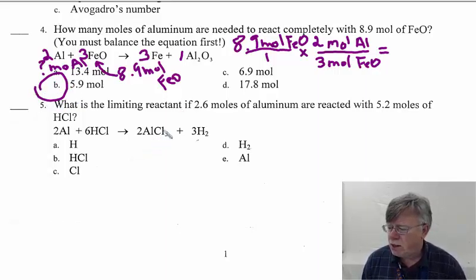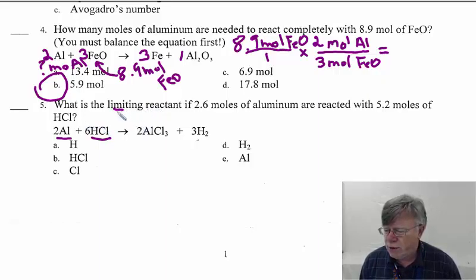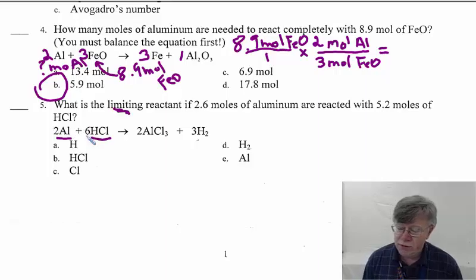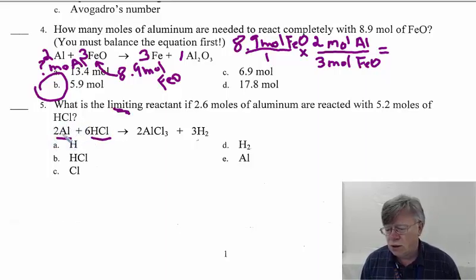Okay, what is the limiting reactant if 2.6 moles of aluminum? So this is something we're given, and we're also given this amount. So if you're given a little bit of both of the reactants, one of these is liable to run out first, meaning the limiting reactant is the one that we have too little of, because as you know, anytime you're cooking something, you might run out of one of the ingredients first.